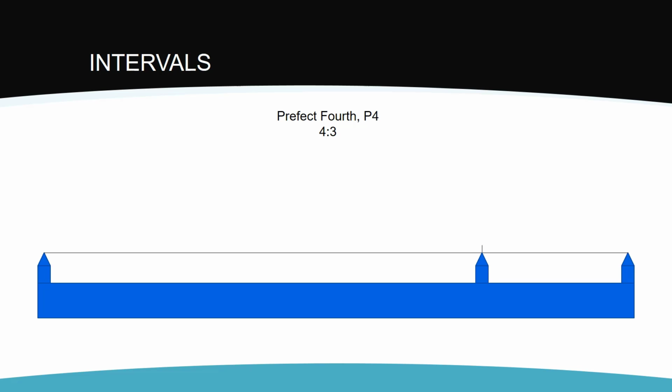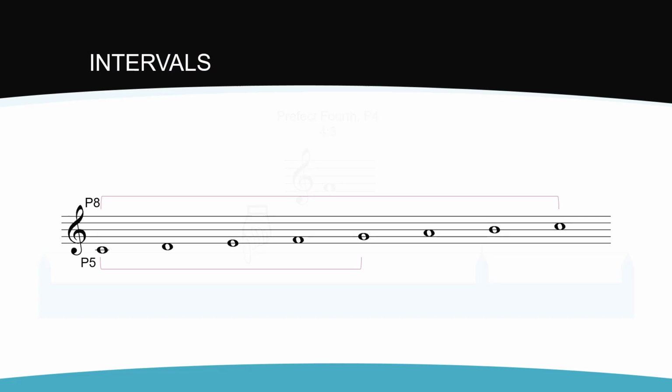Here's what the open string sounds like, and here is what the perfect fourth above sounds like. On a major scale, there are several naturally occurring perfect fourths, but the one we most commonly associate with the perfect fourth is the interval between do and fa.